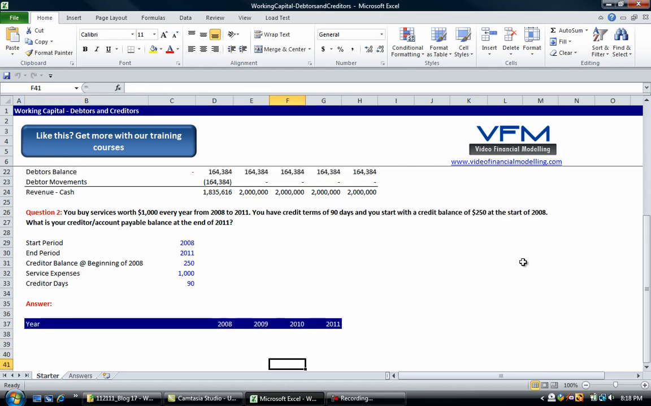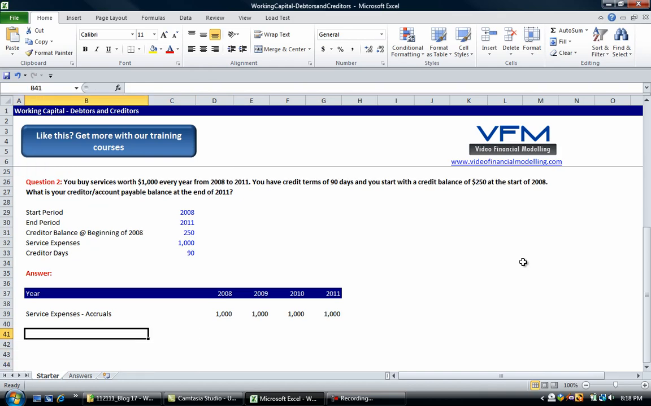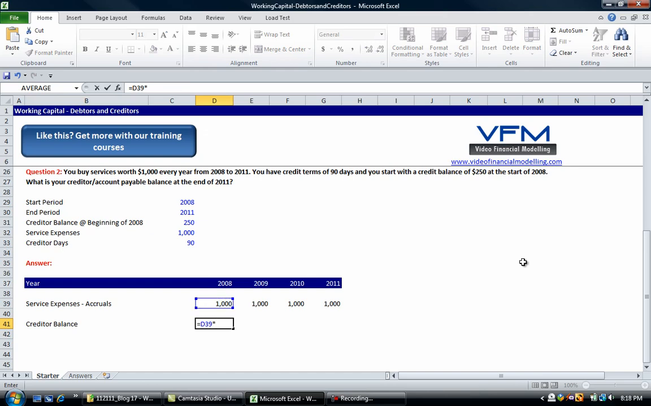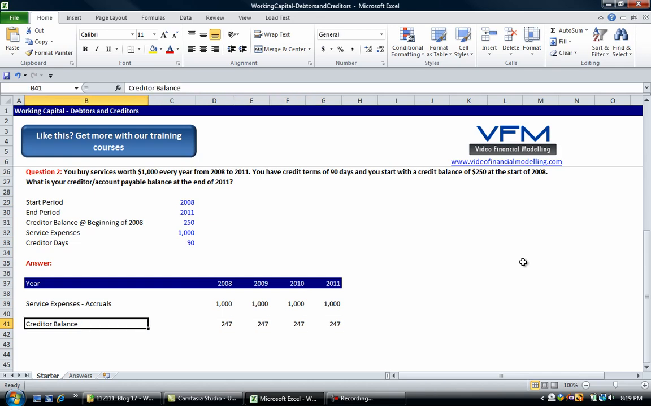You don't need to. And the next thing we're going to do is go service expenses accruals. Okay, and that's simply going to be equal to that one there, the $1,000. And we're just going to copy that one across. Okay, now we're going to use a similar format to the debtor one above. So now we're going to look at our creditor balance, and we're going to go equals this times the 90 days divided by 365. I realize that there could be a leap year and we could have a 366 here, but we're just going to have 365 for simplicity, and we're just going to lock this one in and copy it right. Okay, so there's our creditor balance.